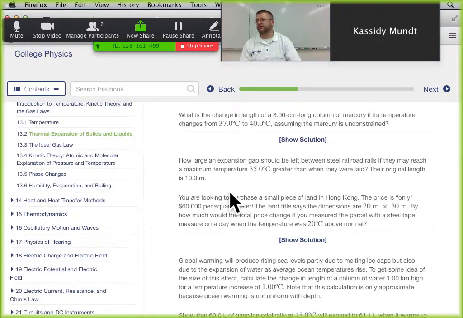So if you go to 13.2 in the book, at the end of the section, we're doing the Eiffel Tower problem. Choose your own building. Got to figure out the expansion of your own building. Then we're doing the steel railroad rails problem, and we're using rails that are 120 meters long instead of 10 meters long.